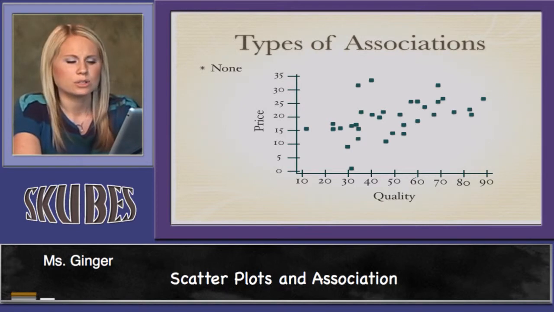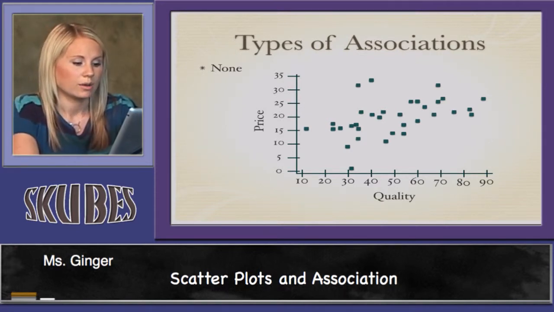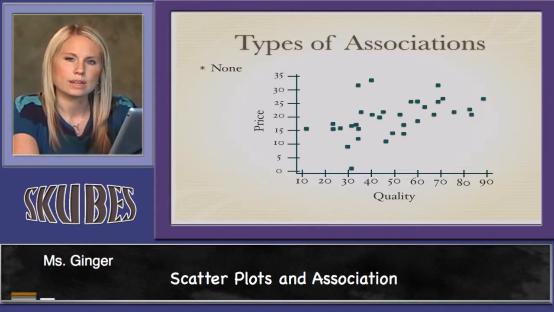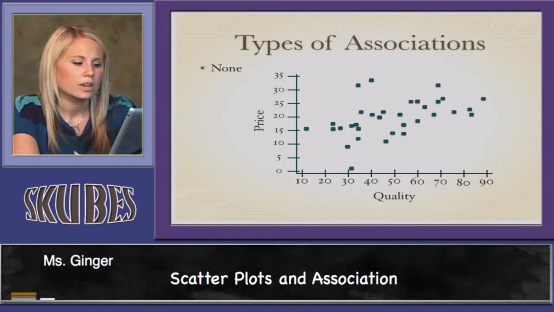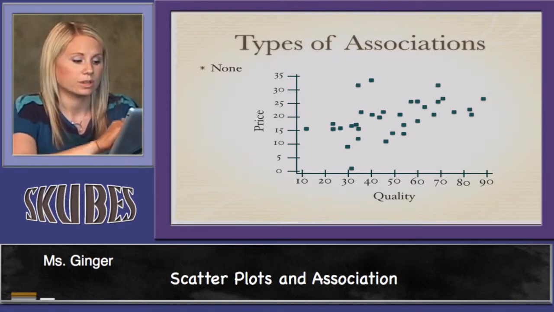Okay, you might also come across some scatter plots that look something like this that don't really have any kind of trend that we can see. We can't tell if there's a positive or negative. So some of them just have no association. We'll just say none for those.